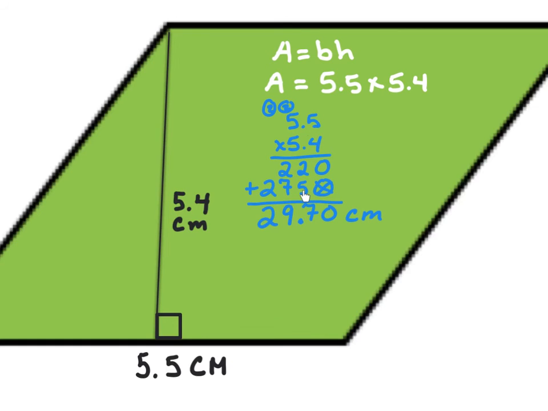5 times 5 is 25. Drop your 5, carry your 2. 5 times 5 is 25, plus this 2 is going to give you 27. So I drop the 27, and now I'm ready to add. 0 and 0 is 0. 2 plus 5 is going to give you 7. 2 plus 7 is going to give you 9, and 2 and nothing is going to give you 2. Then you got 1 loop-a-doop, 2 loop-a-doop. So you go 1 loop-a-doop, 2 loop-a-doop, decimal goes right there, and you end up with 29.70 centimeters, or 29 and 7/10 centimeters. Bam, there you have it.